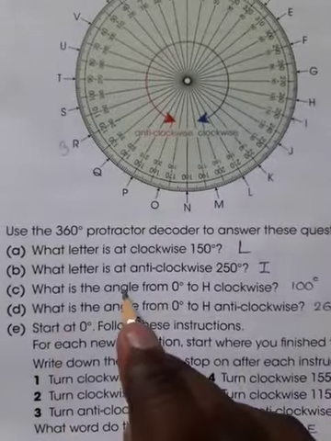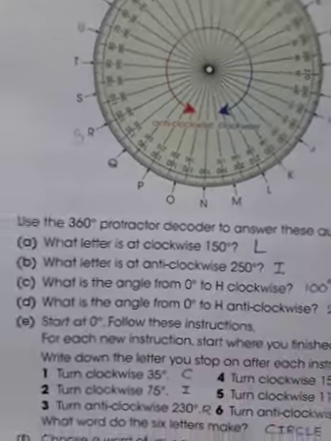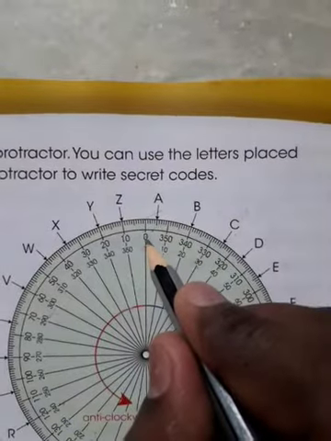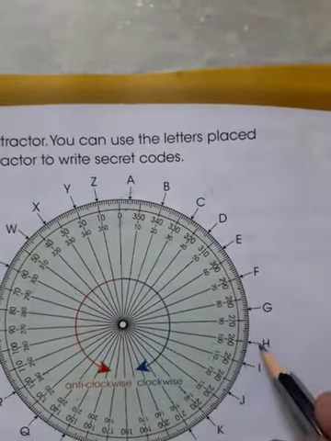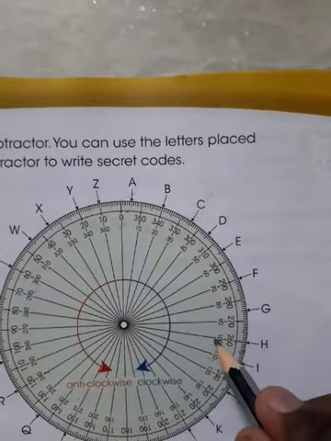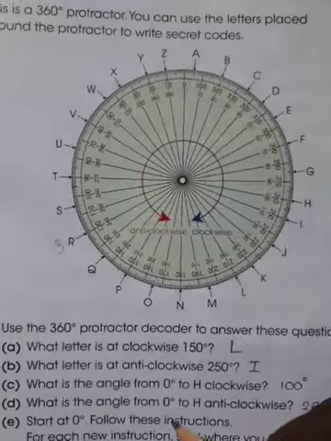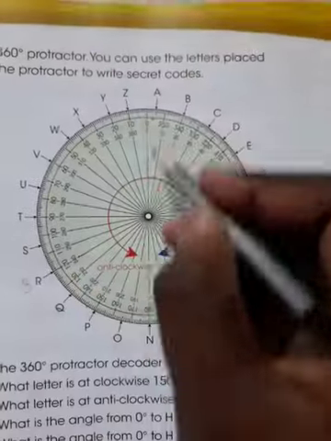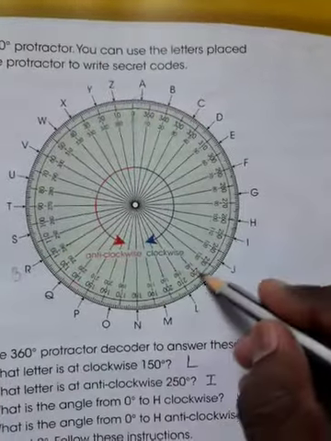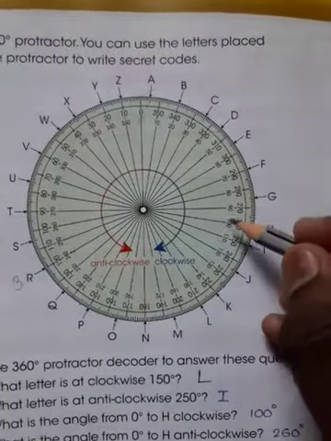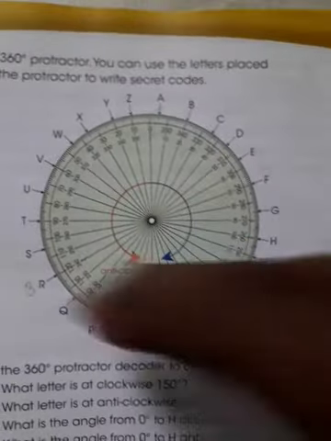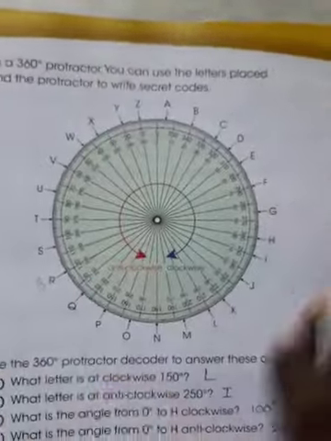Now, what is the angle from 0 to H clockwise? Clockwise is the right side. So where is the H? Here. That means clockwise inside angles. That is 100 degrees. Now, what about 0 to H anti-clockwise? Anti-clockwise means outer angles, right? And on the outer angles, H is 260 degrees. So 260 plus 100, how much? It's 360. The circle is 360. Total angle is 360.